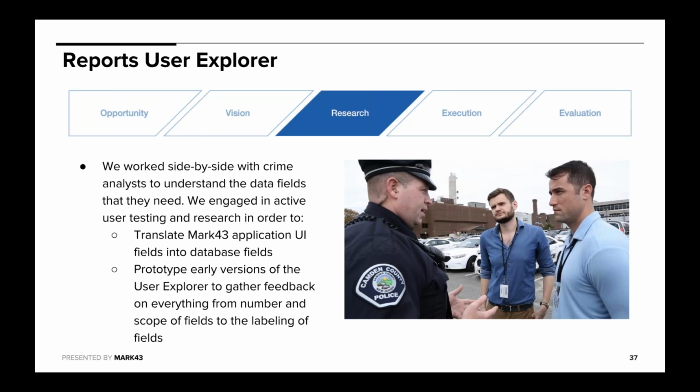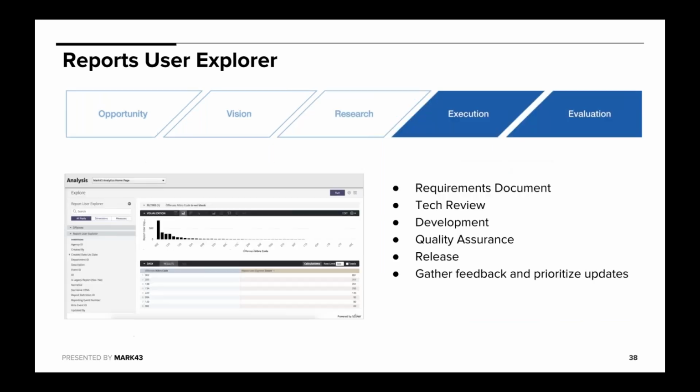So how did we come about what would be important within this user explorer? We work side by side with crime analysts to really understand what data fields they need, and from there, iterating on each section of what that meant. So we translated what the Mark 43 application fields were into the database fields. And we've constantly been prototyping early versions of the user explorer to gain feedback on everything. We don't want to overwhelm users with too many fields. We want to make sure that labeling is clear, and we want to make sure that the data being pulled back is something that they can use and trust.